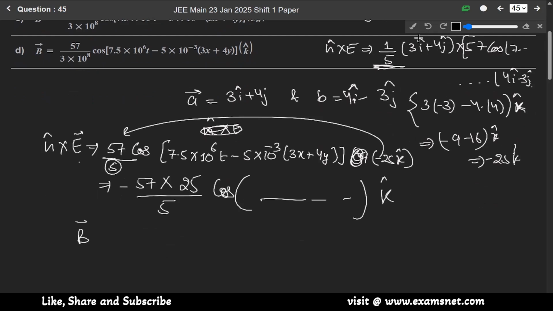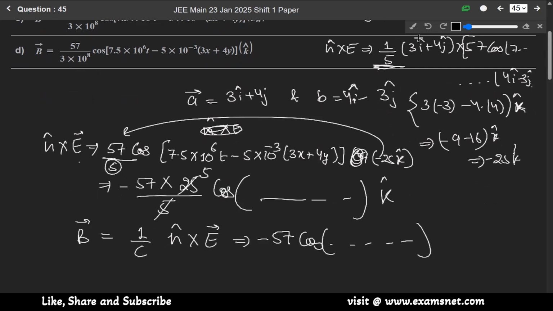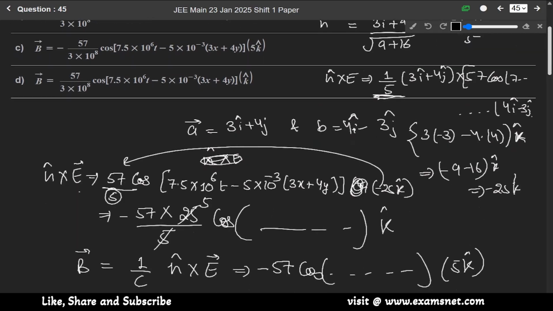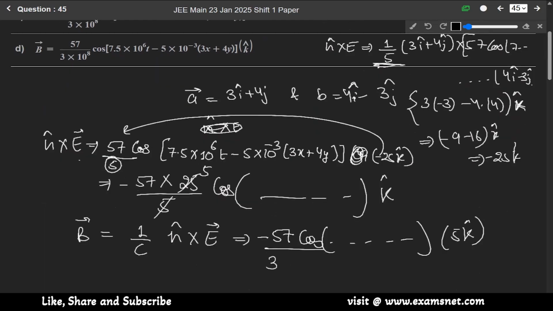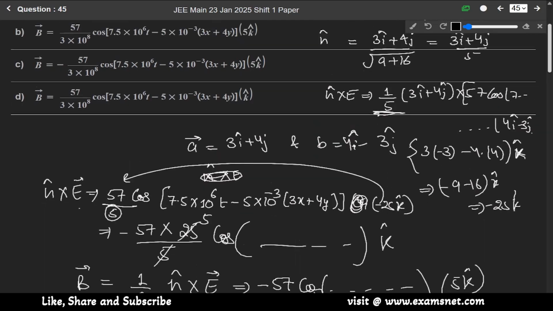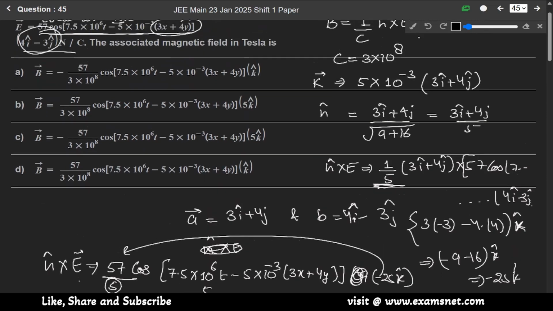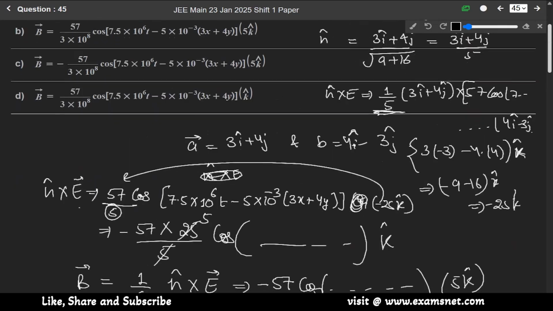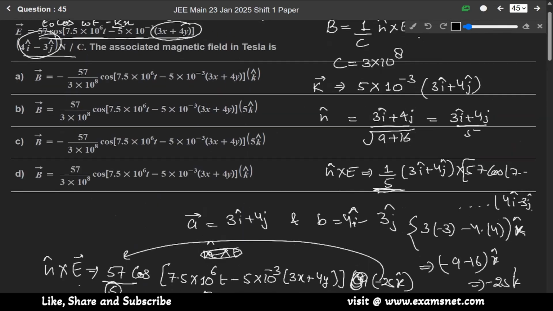So B is equal to 1 over c into n cap cross E vector. The 5s give 25 divided by 5, so it will be minus 57 cos up to this and 5 k cap. So our answer is minus 57 over c, meaning 3 into 10 to the power 8, cos of this, and 5 k cap. So that means option C is the correct answer.